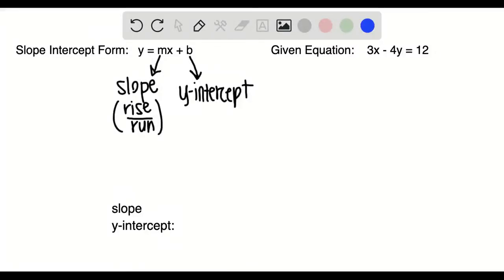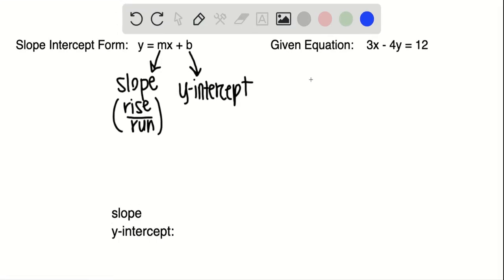In this problem, we are given the equation 3x minus 4y is equal to 12, and our main goal is to first write this equation in slope-intercept form, where we solve it for y or get y by itself, and then we will be able to determine more easily the slope and the y-intercept. So let's go ahead and get started.